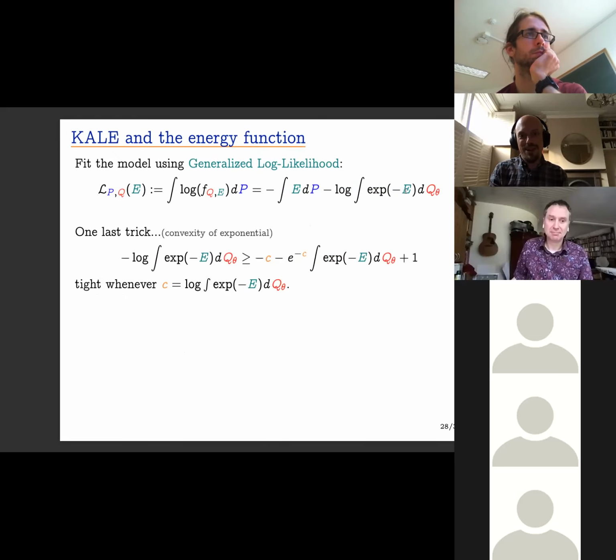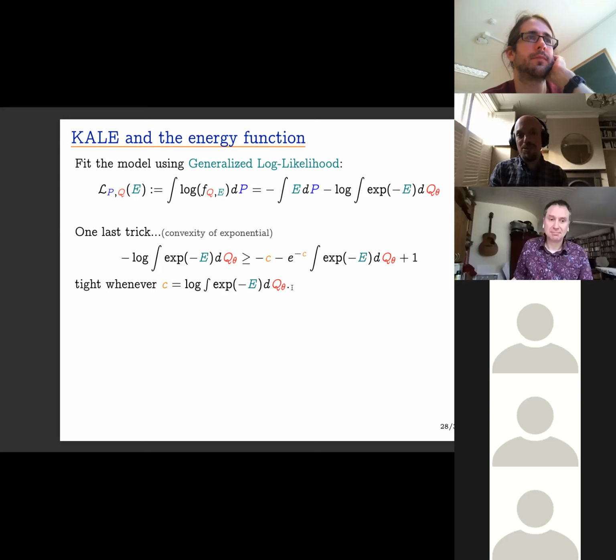So this leads to the very last trick, which is that I can lower bound minus log E_Q of e^(-E) by the following expression here, for any real number C. And this expression becomes tight when C is my normalizer. So it's a scalar C. When C is log E_Q of exp(-E), this bound becomes tight.